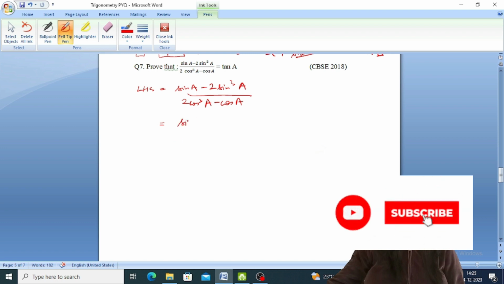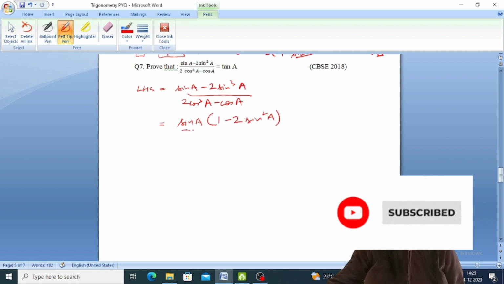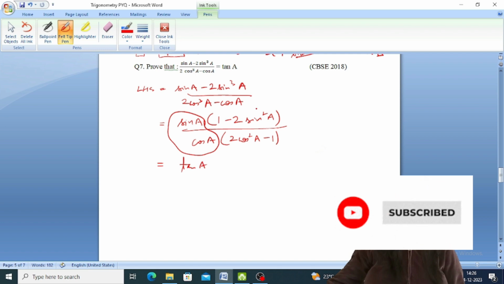And sin A is common from the numerator, which leaves 1 minus 2 sin square A. In the same way, cos A is common in the denominator, which gives 2 cos square A minus 1. Now it is clear that sin A upon cos A is tan A. So this whole part should be reduced to 1, so that only tan A can be the answer. For that, since the numerator has sine and the denominator has cos, we have the identity which relates both sine and cos. Either you convert the sine square into cos square, or you convert the cos square into sine square. I am converting the sine square into cos square, as sine square A plus cos square A is 1.